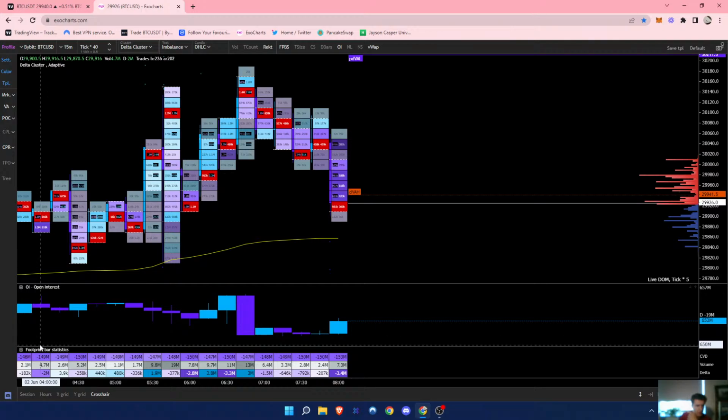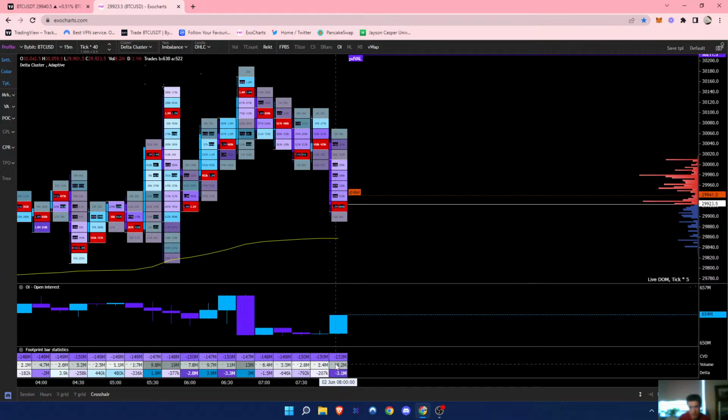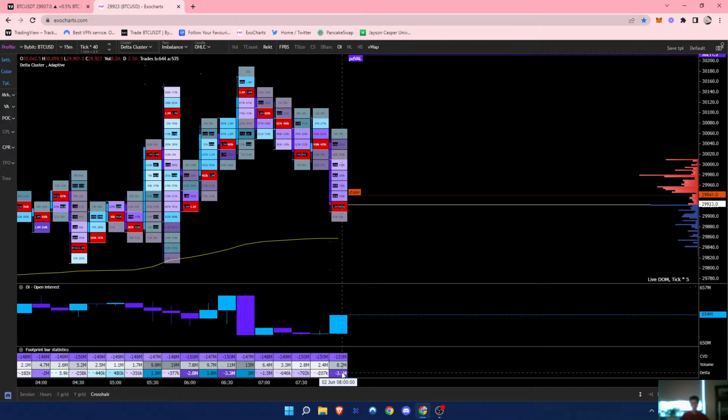On the bottom of my screen here is the footprint bar stats. The first column right here is the CVD, or cumulative volume delta. Second is volume. I want you guys to think of volume as the strength of the trend. And then of course we've got delta on the bottom here, which shows you which way the direction is going, or the trend direction. Really, the higher the delta and volume, the stronger the trend.